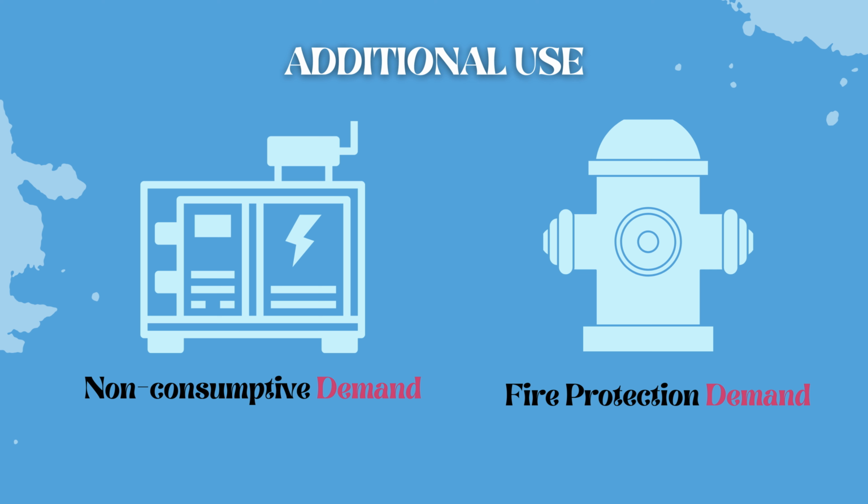Also, non-consumptive demand. This might sound strange, but water can be used without being used up. For example, water is sometimes used to cool down machinery like generators. The water itself isn't consumed, but it plays a vital role. Remember, understanding these different types of water demand is crucial for designing an efficient water supply system.